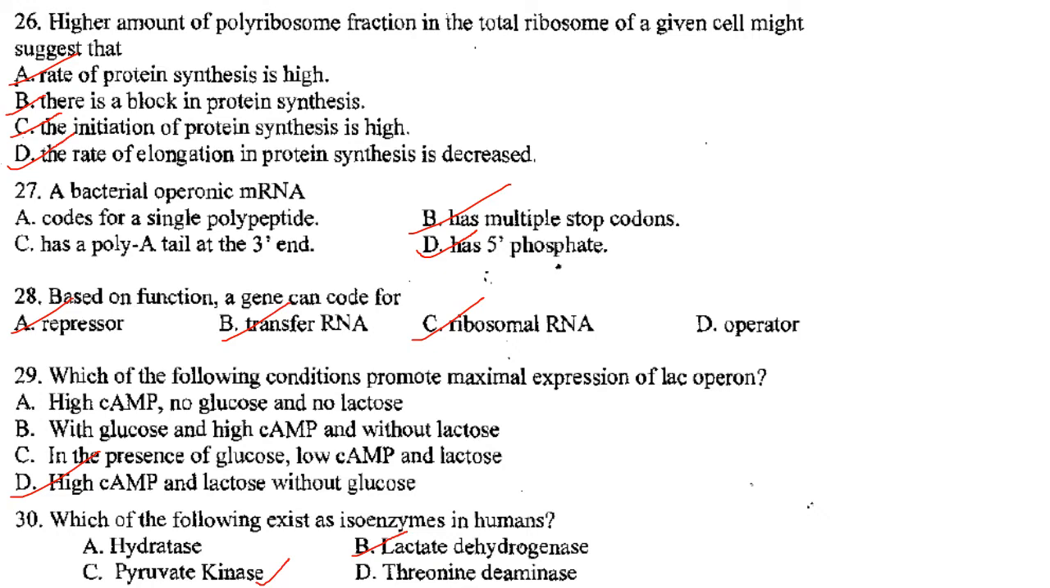Then based on the function, a gene can code for a repressor. Yes, you can see in case of lac operon. Then transfer RNA, yes, tRNA. Ribosomal RNA, yes. And operator, that is also correct. So, sorry, operator it cannot code. Okay, ribosomal RNA it can code. So, answer is option A, B, and C, not D.